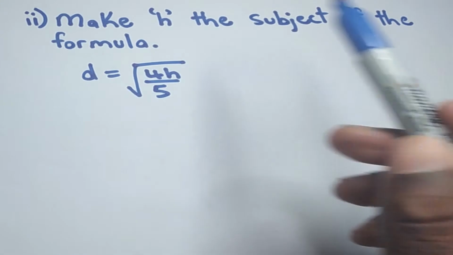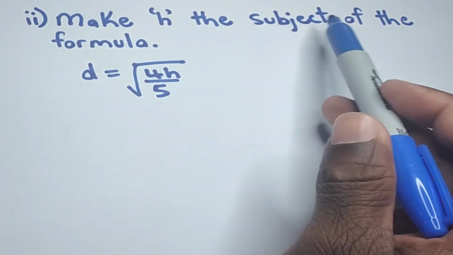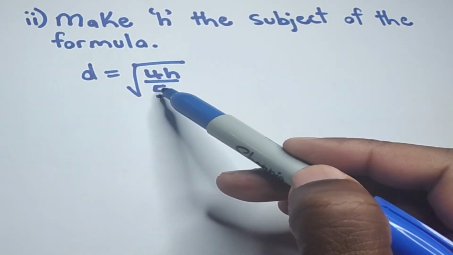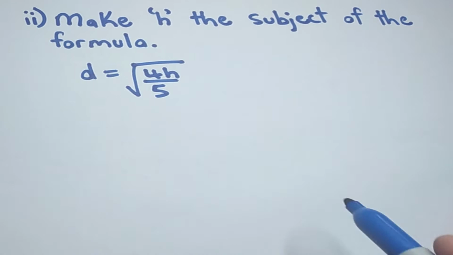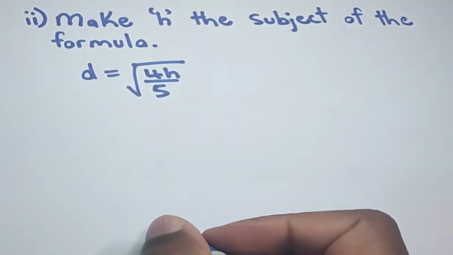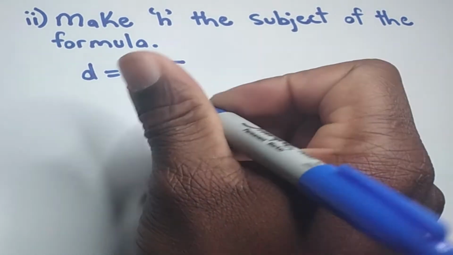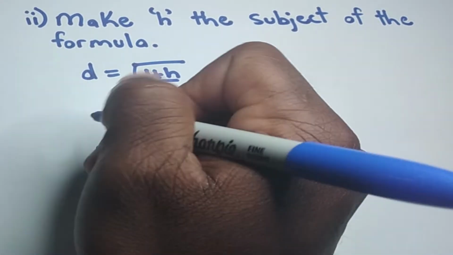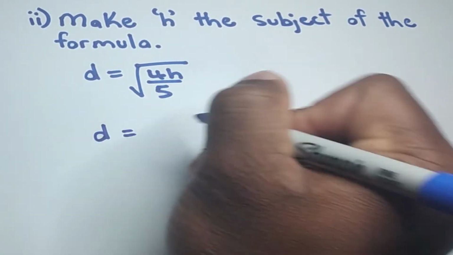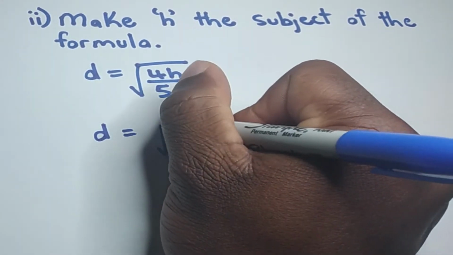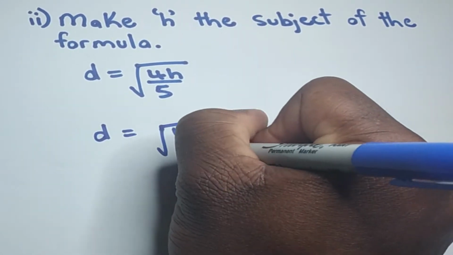All right, so this is part 2. So they ask us to make h the subject of the formula d is equal to the square root of 4h over 5, all right, which is the same formula that was given in part 1. All right, so what we are going to do now is to make h a subject. That simply means we need h on one side of the equal sign by itself. All right, so what we want to do first is to get rid of this big square root sign right here. All right, so we have d is equal to the square root of 4h over 5.